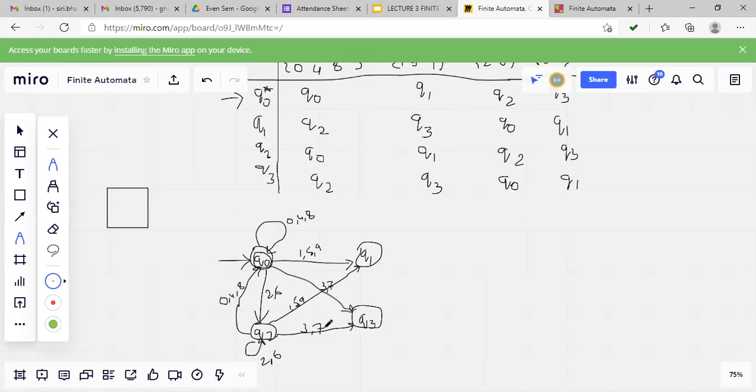Please complete this diagram. We'll move on to the next example. Students, a few of you may feel that you want me to solve each and every step of every example, but due to the lack of time and since the syllabus is large, we can't touch every example in detail. So I'll give you the logic and how to do it. It's left to you to practice and complete the example. So we'll move quickly to the next example.